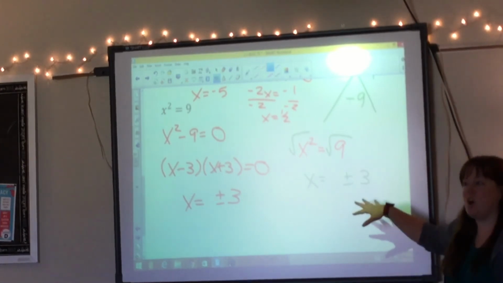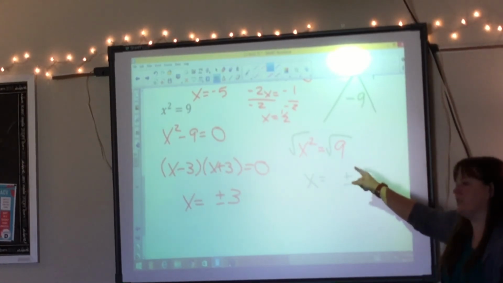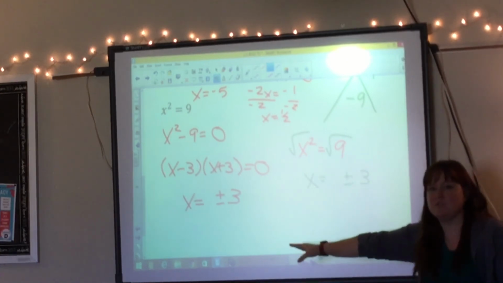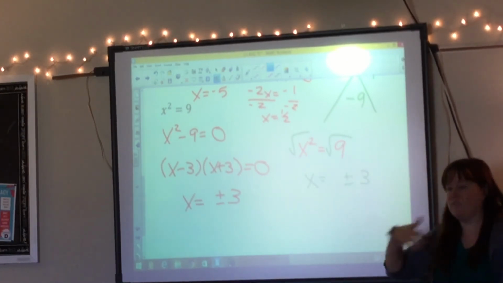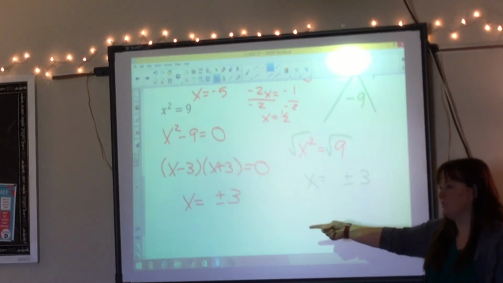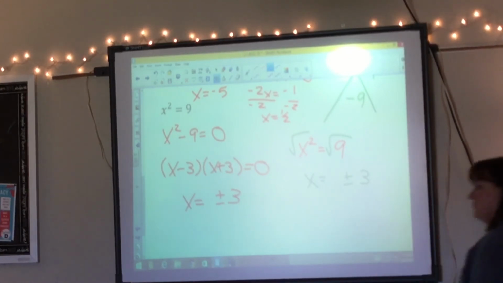So I could actually solve, if I have something like this, I could solve by using the square root as well, and it tells me the zeros. So I got x all by itself, and it told me the zeros, either way. Does that make sense? Sorta?